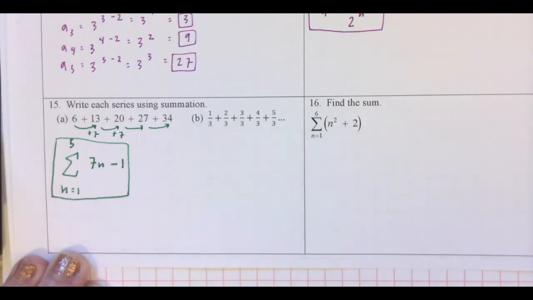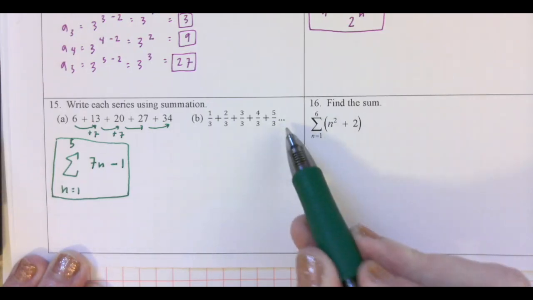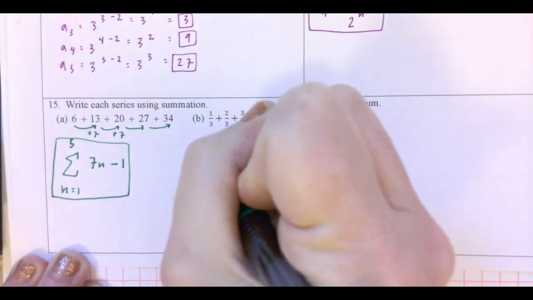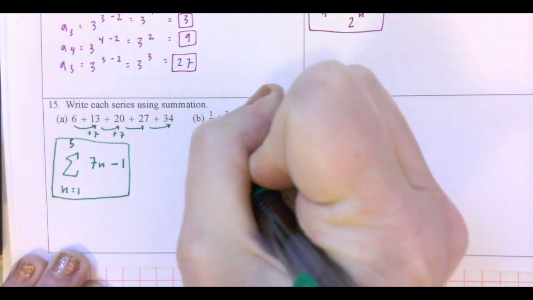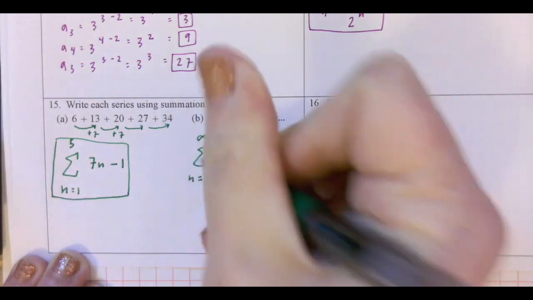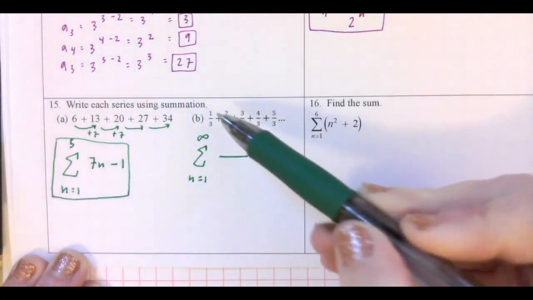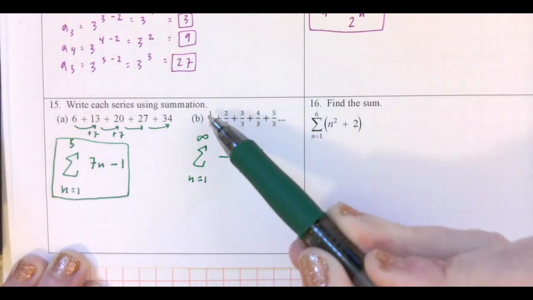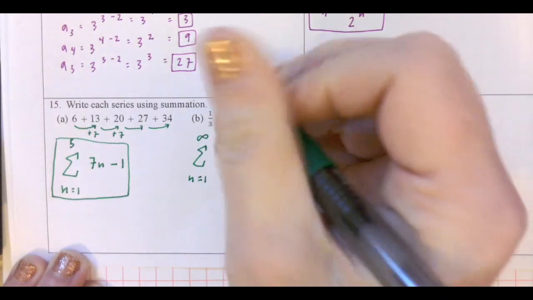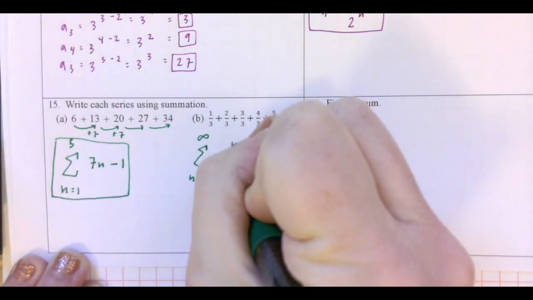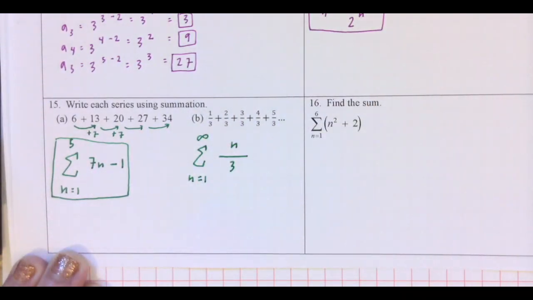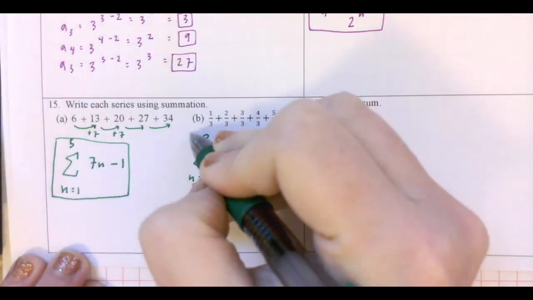Okay, this next one here, I see that it goes... so it keeps going to infinity. So I'll start with n is 1 to infinity, but building the rule, I can see that on top, it's just going 1, 2, 3, 4, 5. So we'll say that's just n. And then on the bottom, it's always 3. So we'll leave a 3 on the bottom just like that. And then that's it.